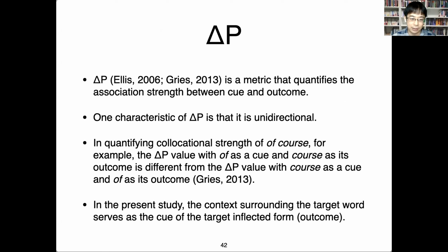In quantifying collocational strength of "of course," for example, the delta P value with "of" as a cue and "course" as its outcome, so basically how much can we predict "course" given "of," is different from the delta P value with "course" as a cue and "of" as its outcome. So given "course," to what extent can we predict "of"? So there's a difference between the two, and that's a unique feature of delta P in comparison to other collocational statistics like MI or log Dice, used in most other collocational statistics today.